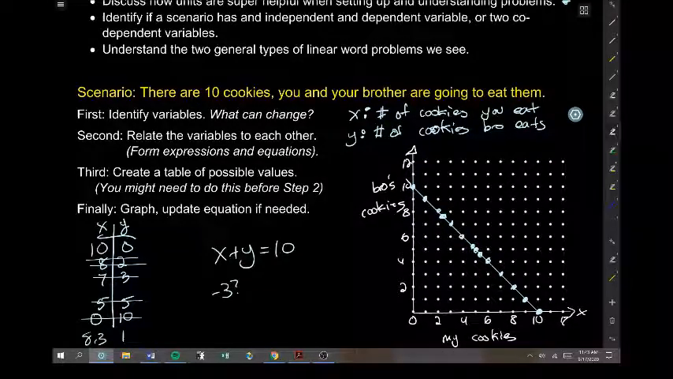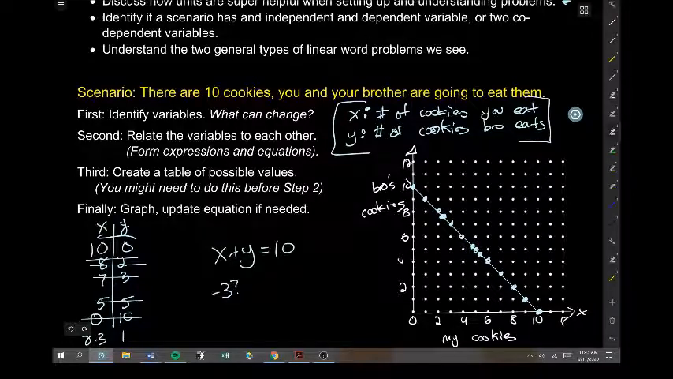But none of this is really possible unless we start by defining our variables. It is the most important step to be able to set up and solve a word problem. Figure out what is it that can change, what is it that I'm looking for. The thing that could change is how many cookies I eat and how many cookies my brother eats.